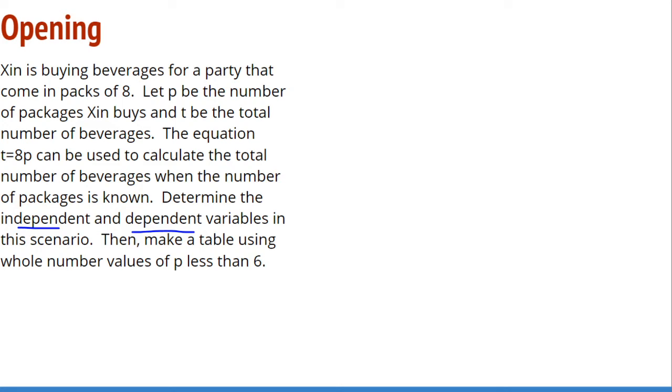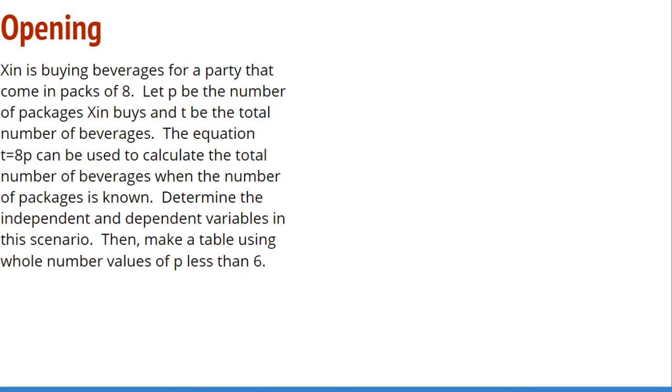Hopefully you've started to notice that in our equations, the independent variable is here with other stuff, and the dependent variable gets to be all by itself. So P right here is our independent variable and T is our dependent variable. And P is the number of packages, so the total number of beverages depends on how many packages Chen buys.